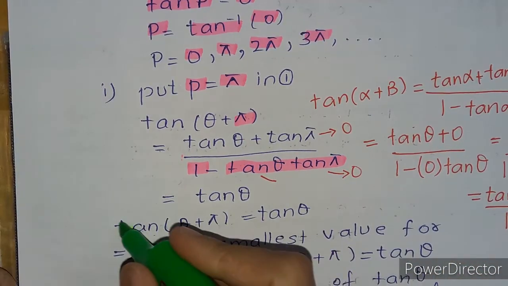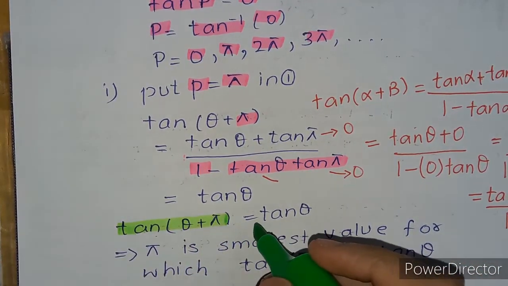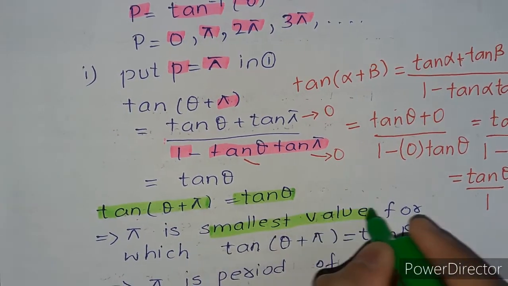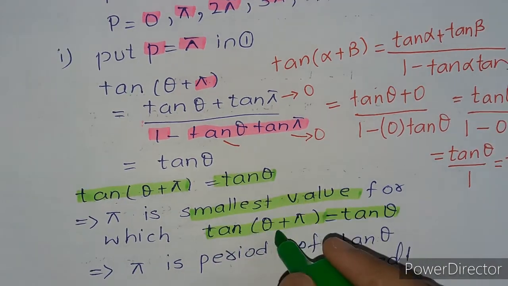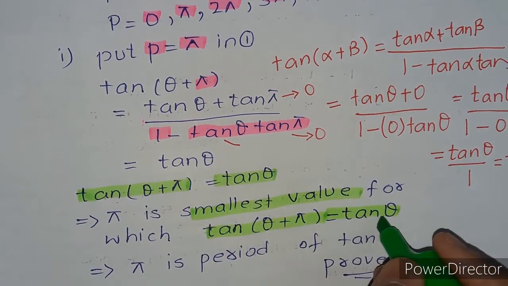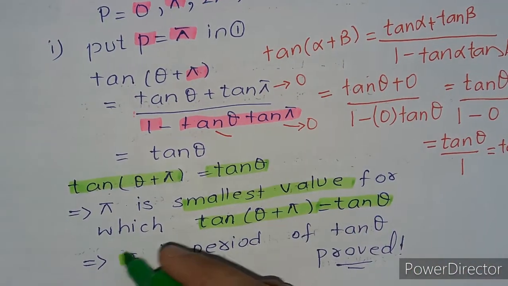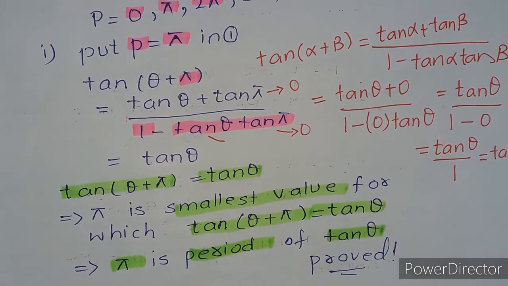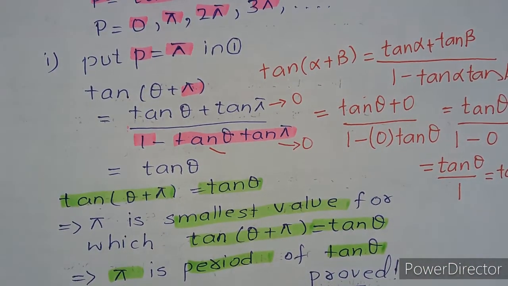Then tan(theta + pi) is equal to tan theta. Pi is the smallest value for which tan(theta + pi) is equal to tan theta. So pi is the period of tan theta. This was theorem number 11.2.